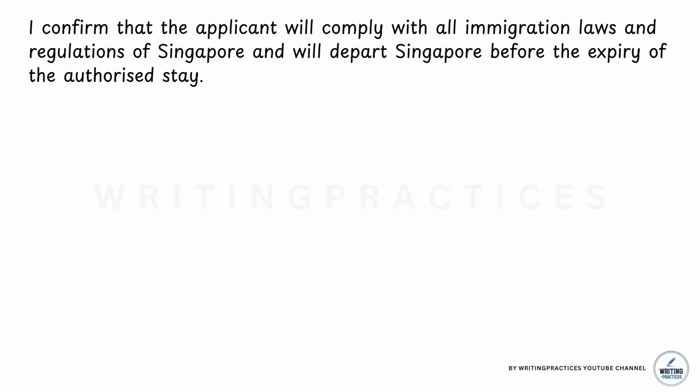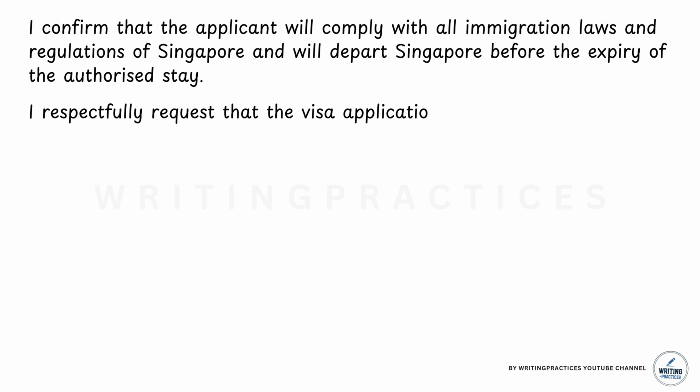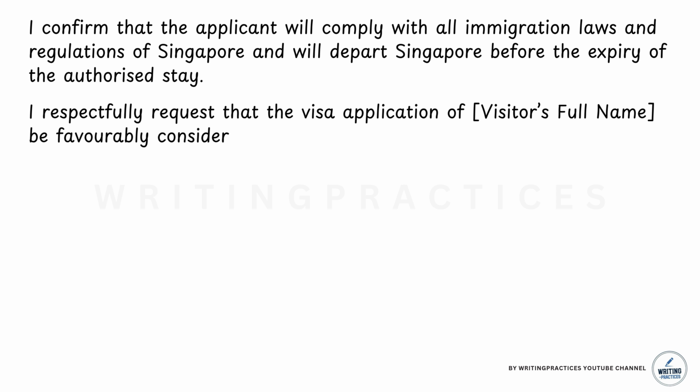Request for visa consideration. This is your direct official request. It politely asks immigration officers to review the application positively. Example, I respectfully request that the visa application of Emily Johnson be favorably considered. This sentence keeps the letter formal and respectful.